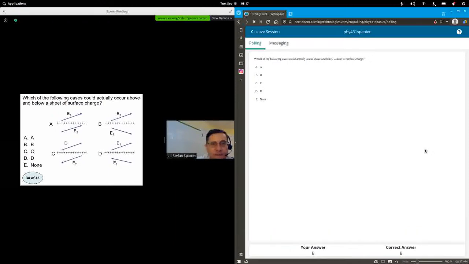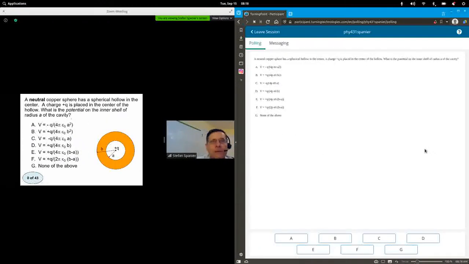And Jans in this case. Oops. Is B. And again, if you have questions, we go back and answer them later. And the next question is this. A neutral copper sphere has a spherical hollow in the center. A charge plus Q is placed in the center. What is the potential on the inner shell of radius A of the cavity?